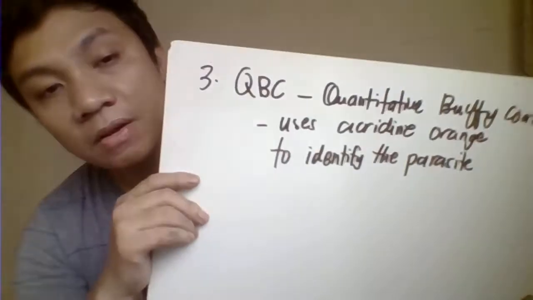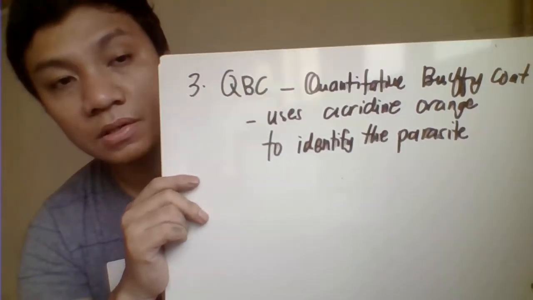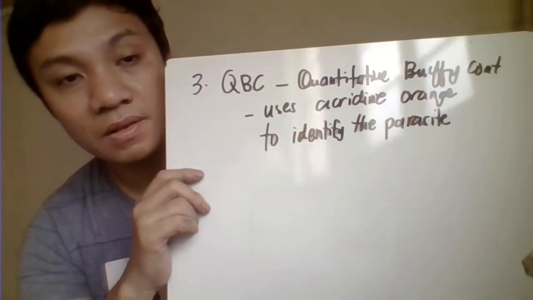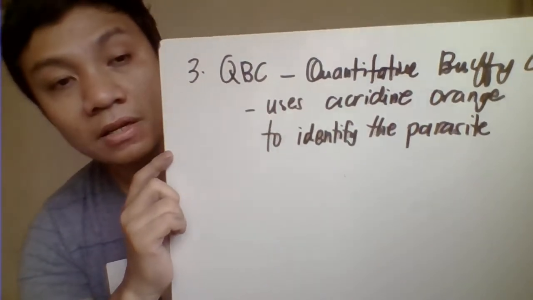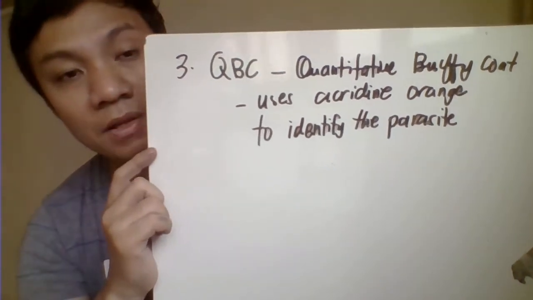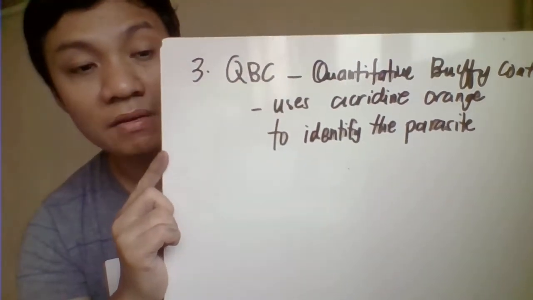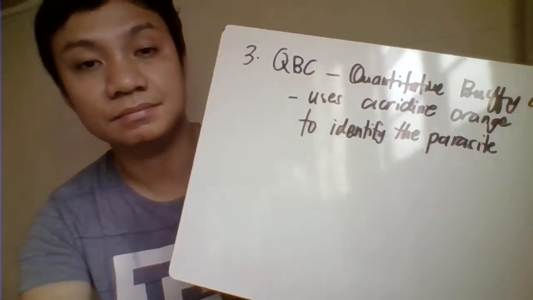The QBC, quantitative buffy coat here, would make it easy for you then to recover the parasite in the buffy coat. Just need to stain that with your acridine orange. That would enable the parasite to take up the stain. That will make it easy for you then to identify the parasite.